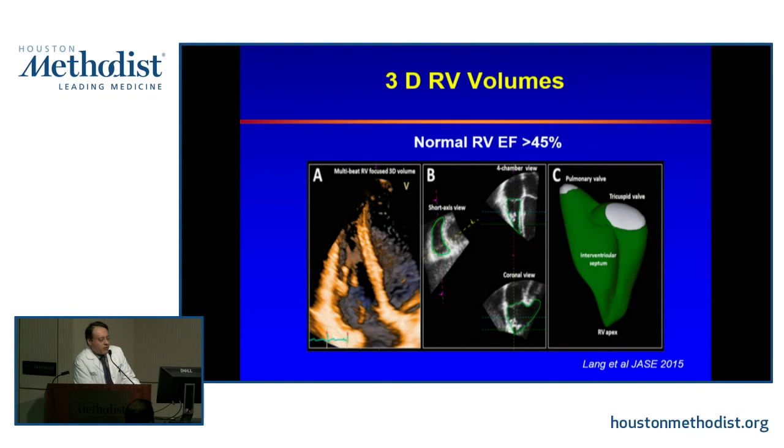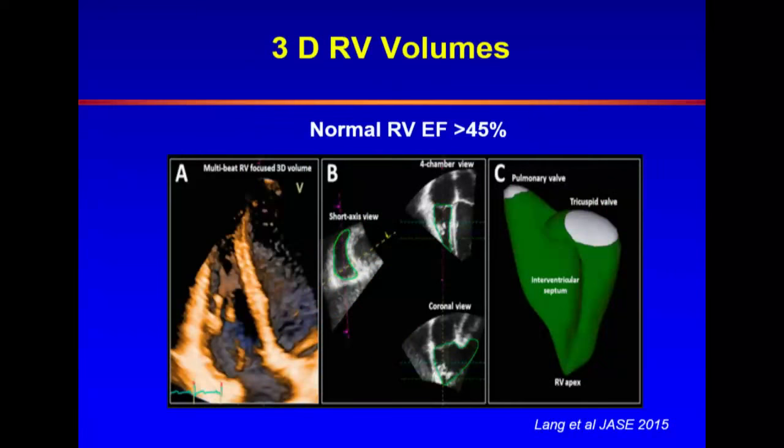The upper limits of normal for 3D RV volumes also depend on the gender of the subject. So for men, it is 89 mLs per meter squared. For women, it is 74, and systolic volumes for women, 36, for men, 44. In the older guidelines, 44% was taken as the lower limit of normal. In the 2015 guidelines, it's 45.